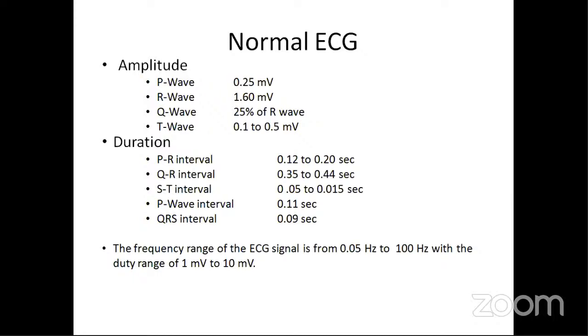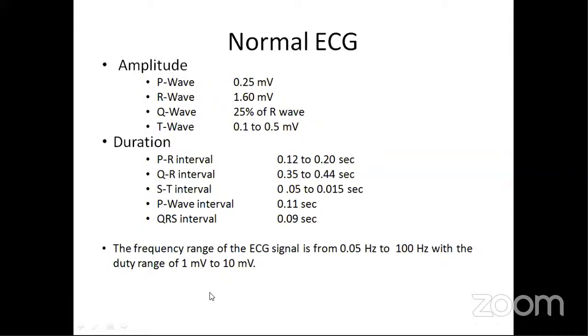There is also a duration for all the intervals: the PR interval, QT interval, ST interval, P wave interval, and QRS interval. The PR interval is between 0.1 and 0.2 seconds, another interval is 0.35 to 0.44 seconds, another is 0.05 to 0.015 seconds, and the P wave interval is 0.11 seconds.